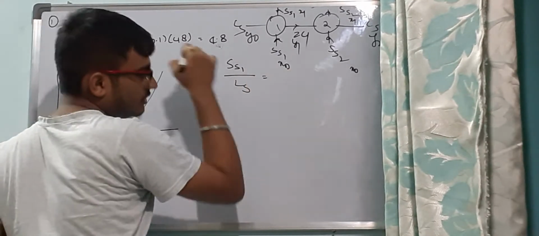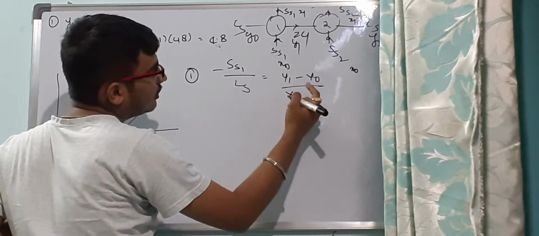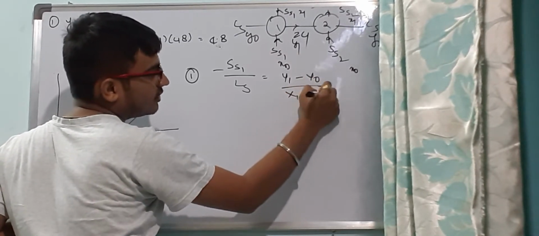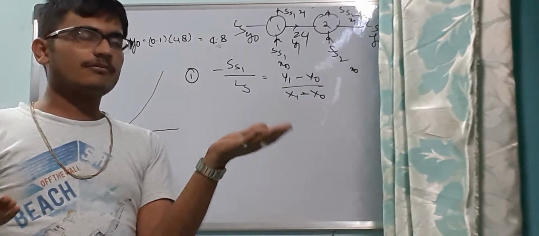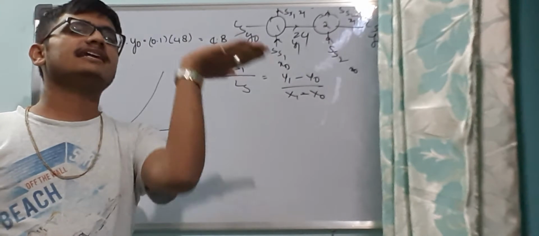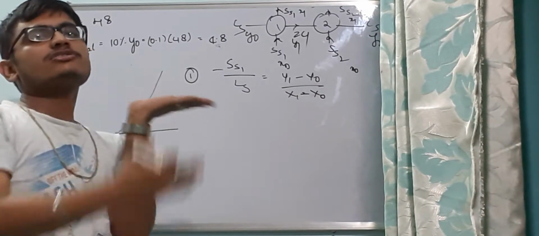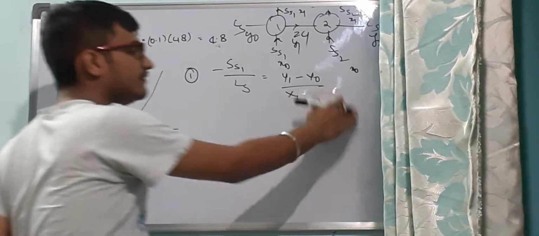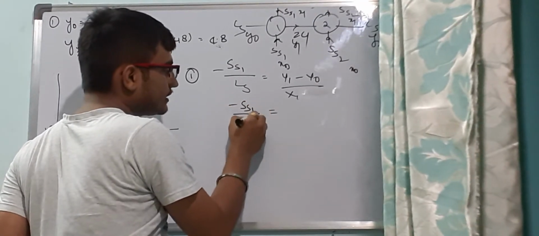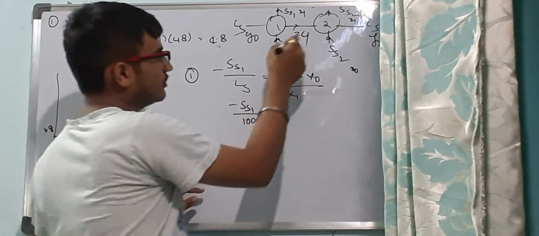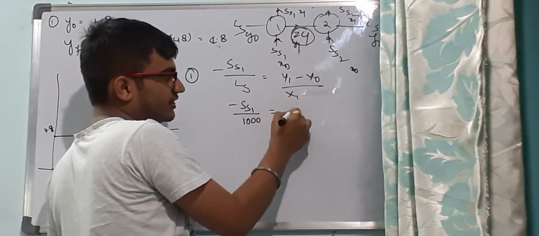Minus SS1 by LS1 is equal to Y1 minus Y0 by X1 minus X0. As usual, X0: when the adsorbent, that is your solid, is getting in contact with the solute, initially there is no solute settled on the solid surface. Hence this X0 value will be 0. LS is already given as 1000. Y1 is 24 here, the intermediate concentration given in the question.